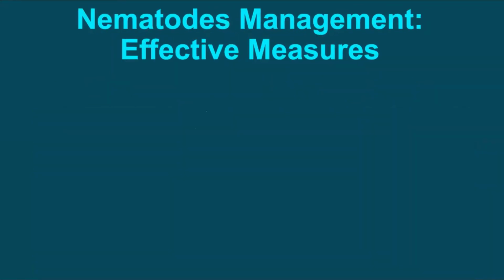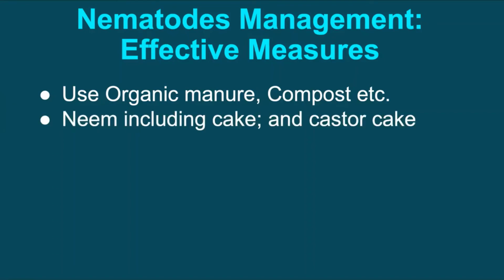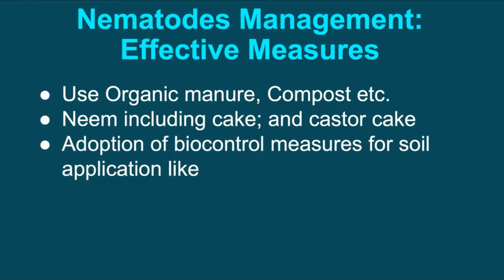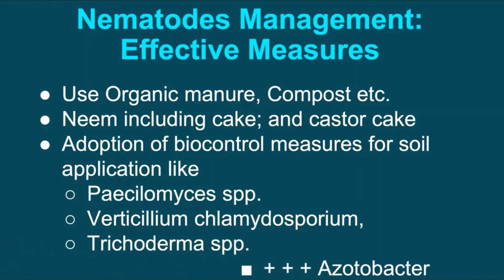Application of organic manure, compost, etc. increases free-living beneficial nematodes that control plant parasitic nematodes. Application of neem and castor cake directly reduces plant parasitic nematodes. Adoption of biocontrol measures like Paecilomyces, Verticillium chlamydosporium, Trichoderma species also offers effective control against nematodes. Soil application of biofertilizer azotobacter minimizes root exudates, the most common food for plant parasitic nematodes.